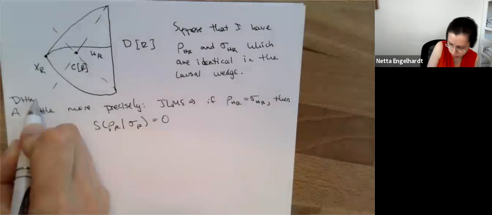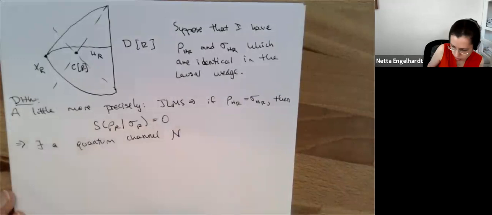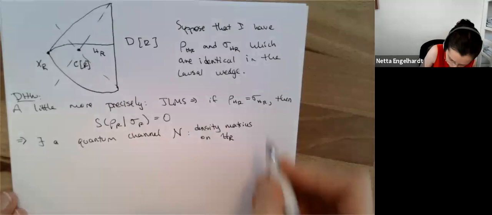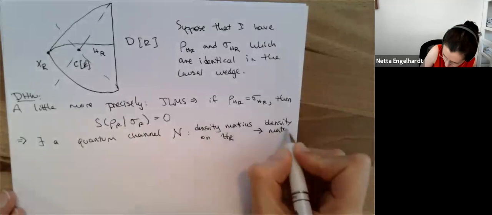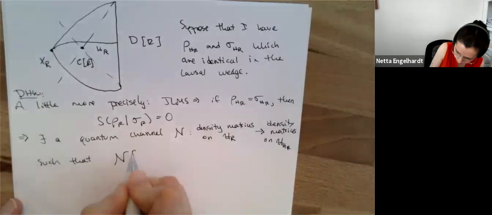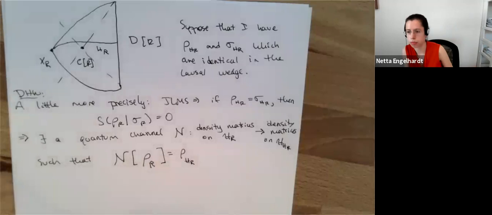that there exists a quantum channel, call it N, from density matrices on the Hilbert space of a boundary subregion to density matrices on the bulk space, such that this channel acting on rho R is equal to rho HR. This essentially is the statement of bulk reconstruction. There exists this channel, and you can actually execute the reconstruction.